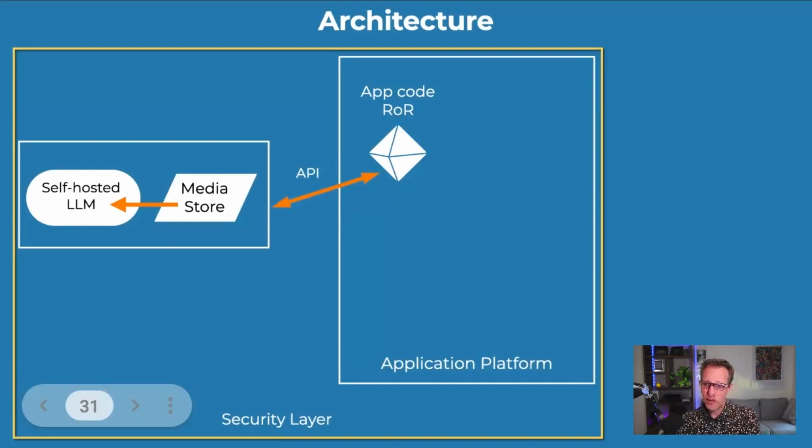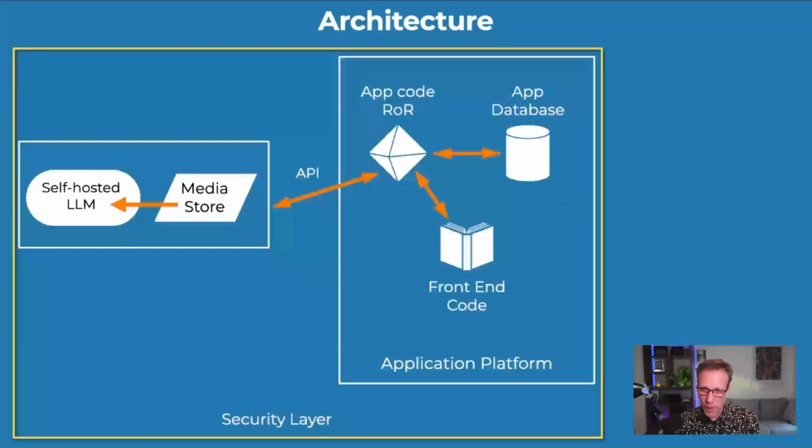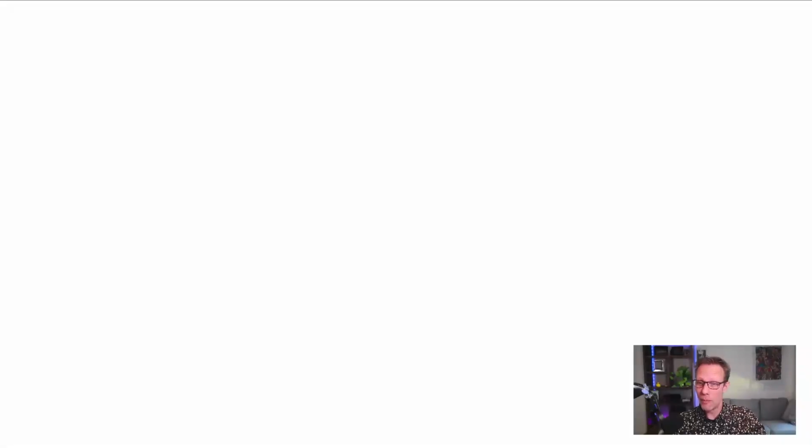To that, we connect the application platform, the actual back-end code for your application. Here I've got application code ROR, meaning Ruby on Rails, one type of back-end code that you might want to use, which connects directly to your company database and to the front-end code, which could also be Ruby on Rails or something else. That is all separate from the large language model, but it can access and ask it directly. It's all part of your security layer, so it's all within that environment.